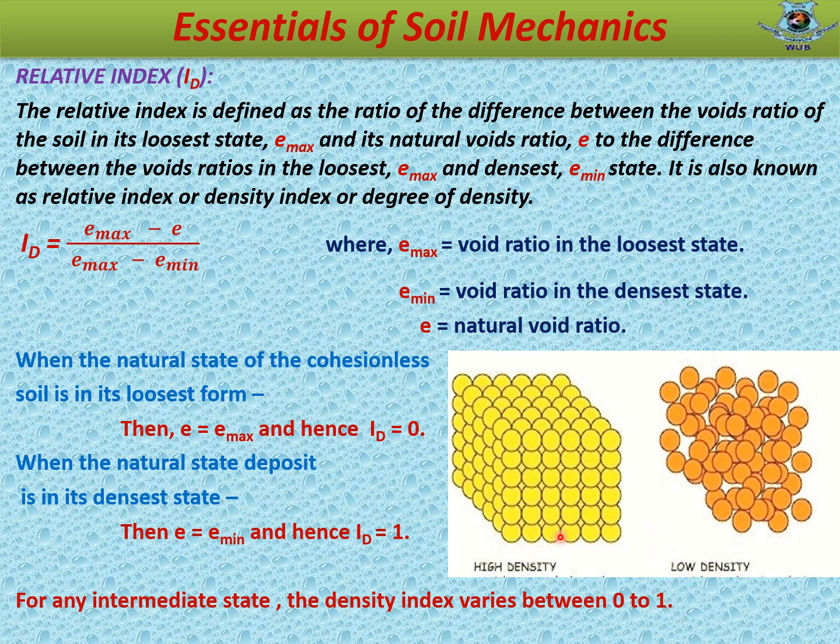From the figure, we can see if the density is high, then void ratio will be minimum and density will be maximum. Similarly, if the density is low, then void ratio will be maximum and density will be minimum.